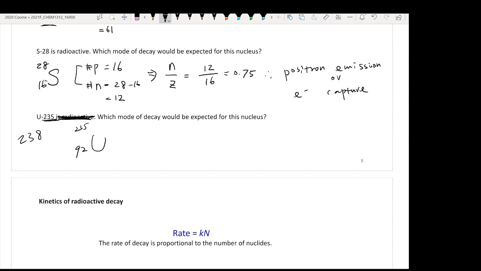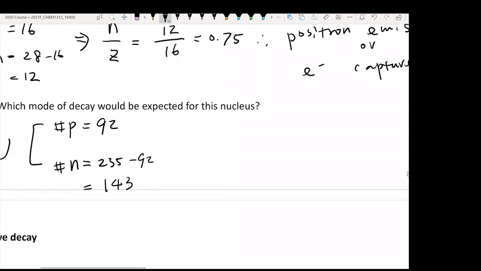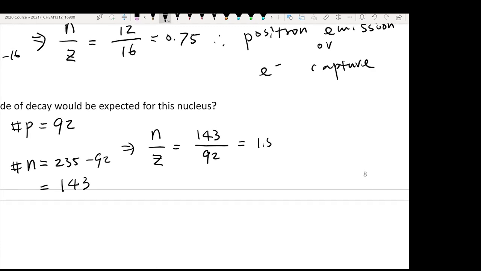Then you will be able to answer what kind of decay you are going to see. U235, the atomic number is 92. Therefore, you know the number of protons is 92. Number of neutrons equals 235 minus 92. That's going to give you a number of 143. So from here, you can calculate your N to Z ratio, which equals 143 divided by 92, and that's going to give you a number of 1.55.